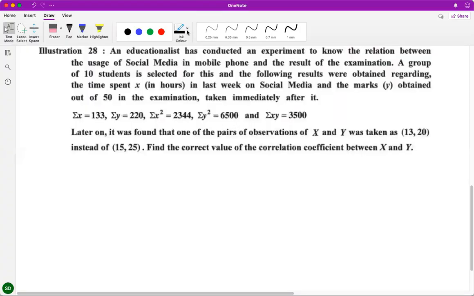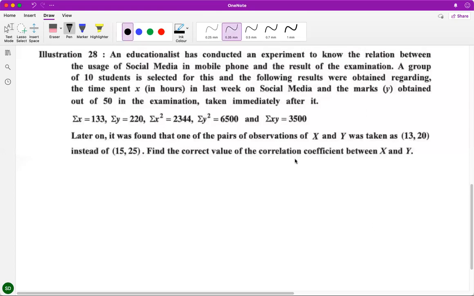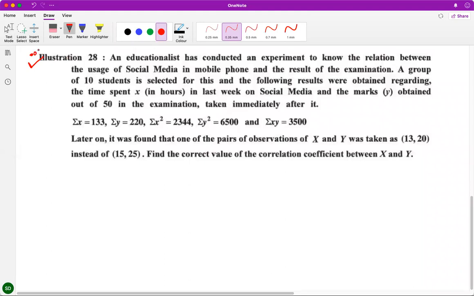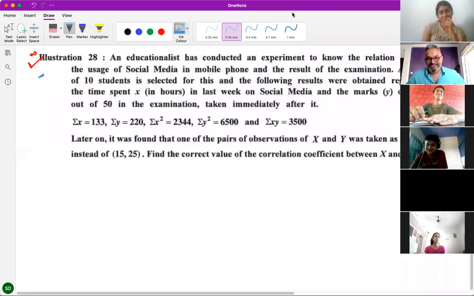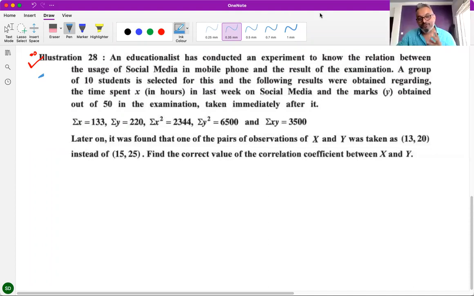Illustration number 28. Now, mark this sum, very important for the exam. An educationalist has conducted an experiment to know the relation between usage of social media on mobile phones and the result of examination. See what a practical sum. When this textbook was made, there was not so much online learning, but what foresight our Gujarat Education Board had, they thought that people go a lot on social media, so we are looking at the relation between social media and result of examination, correlation.